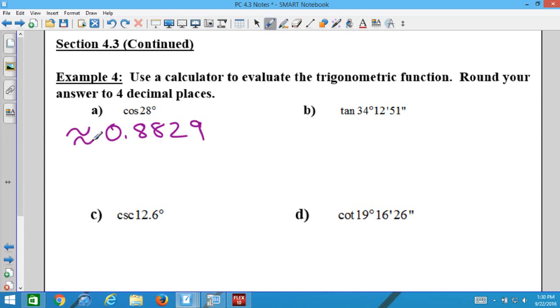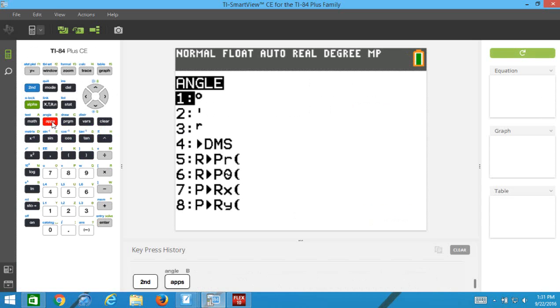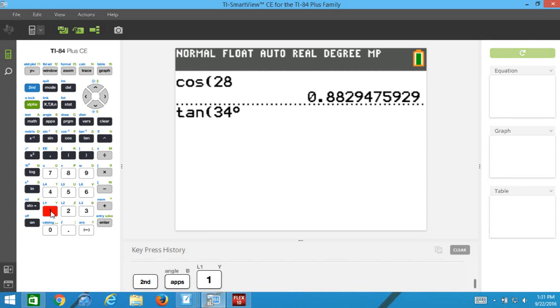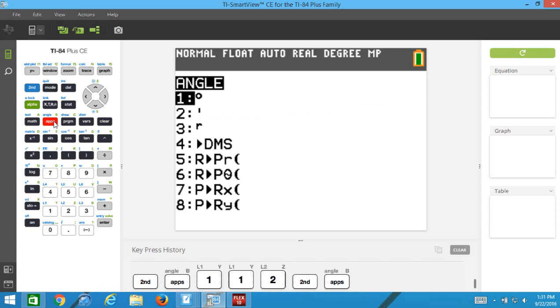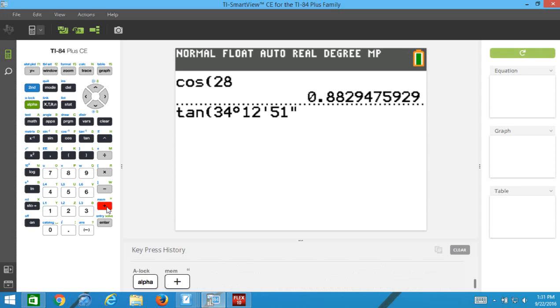Second one, tangent 34 degrees, 12 minutes, 51 seconds. We're going to go to our calculator and type in tangent. And then it's 34 degrees. Remember, to get degrees, we do second angle 1. And then what are my minutes? 12 minutes. So we do second angle minutes. And our seconds, 51. And remember, the seconds are alpha plus sign. Enter. And we get our tangent.